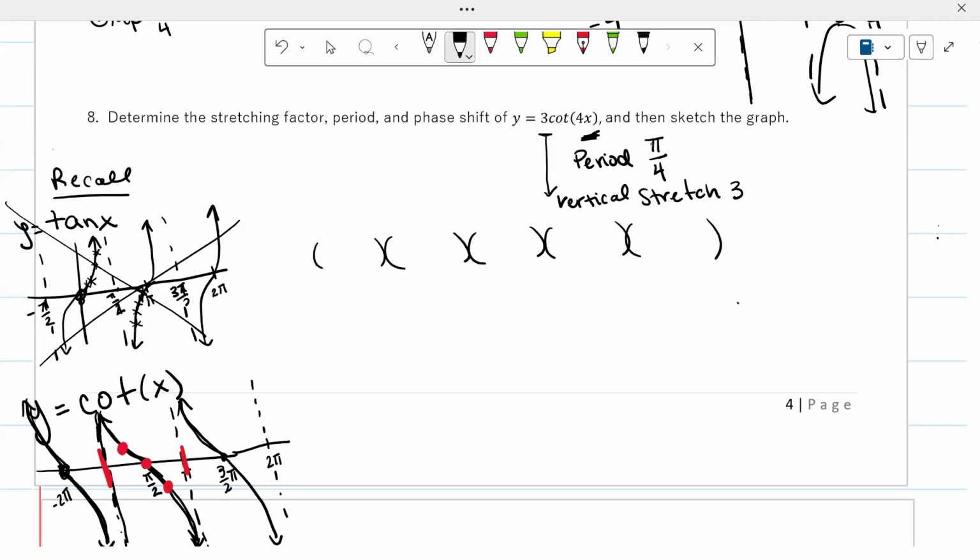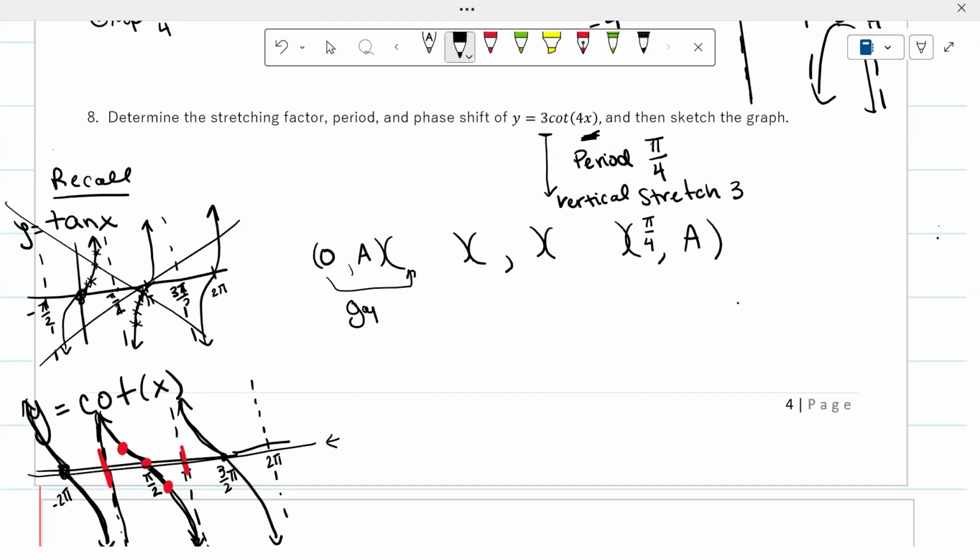There's no C, so there's no horizontal shift at all. So it would normally start at 0. It's still starting at 0, and that's an asymptote. Then the restart is 1 period later, which is pi over 4, and that'll be an asymptote. Now in the middle of that, we have a 0 or a vertical through the midline. The midline for the original cotangent function is there. We didn't have a vertical shift at all, so in the middle here, I will also have that midline value of 0.